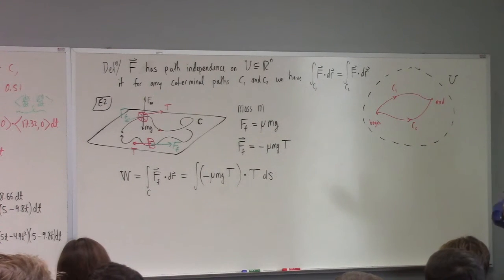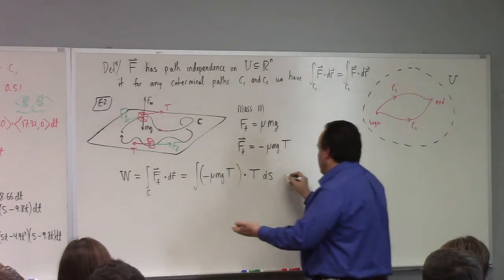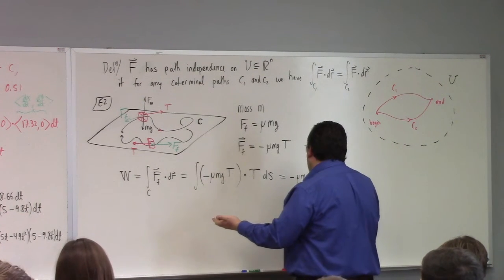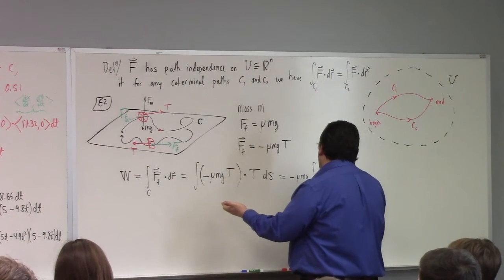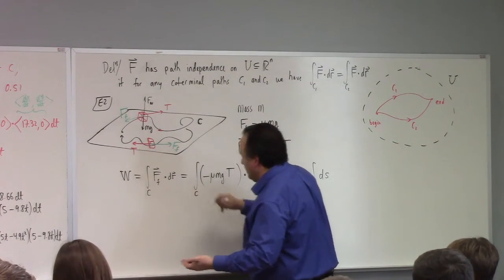T dot T is 1. Mu mg is a constant, so you can pull it outside the integration. So you've got minus mu mg integrated over ds. What's the integral of ds over C, do you think?